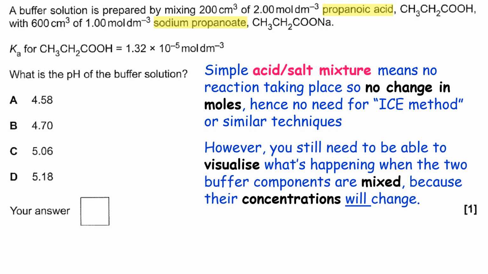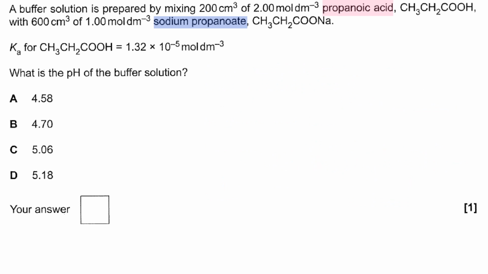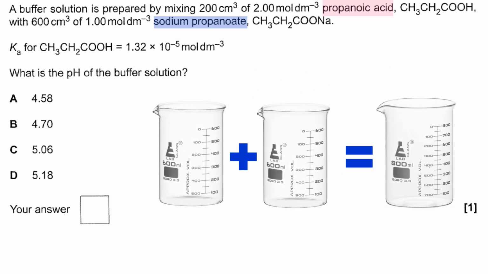But you still need to be able to visualize what's going on when the two buffer components are put together, because their concentrations will change because they will have a new total volume. So one way to do that might be to visualize the two components in two separate beakers, mixed together and poured into a larger beaker. So let's imagine that. Sorry about the very basic artwork there.